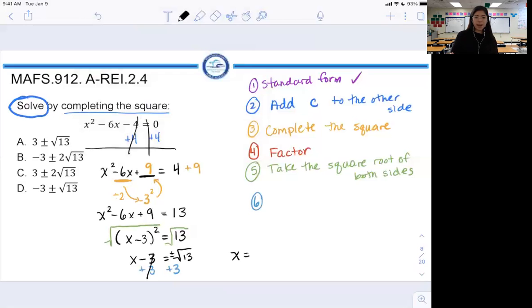So my final answer, when I add 3, I can't add 3 within the radical. I can't add it inside of that square root symbol, so I keep it on the outside. So I get 3 plus or minus the square root of 13. Answer choice, Ms. Lopez? A.